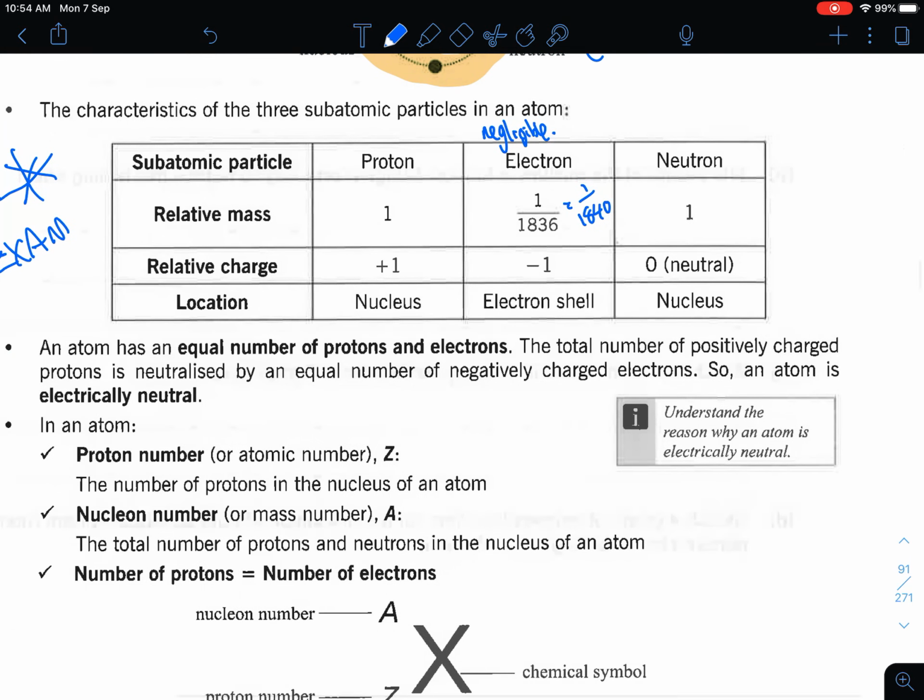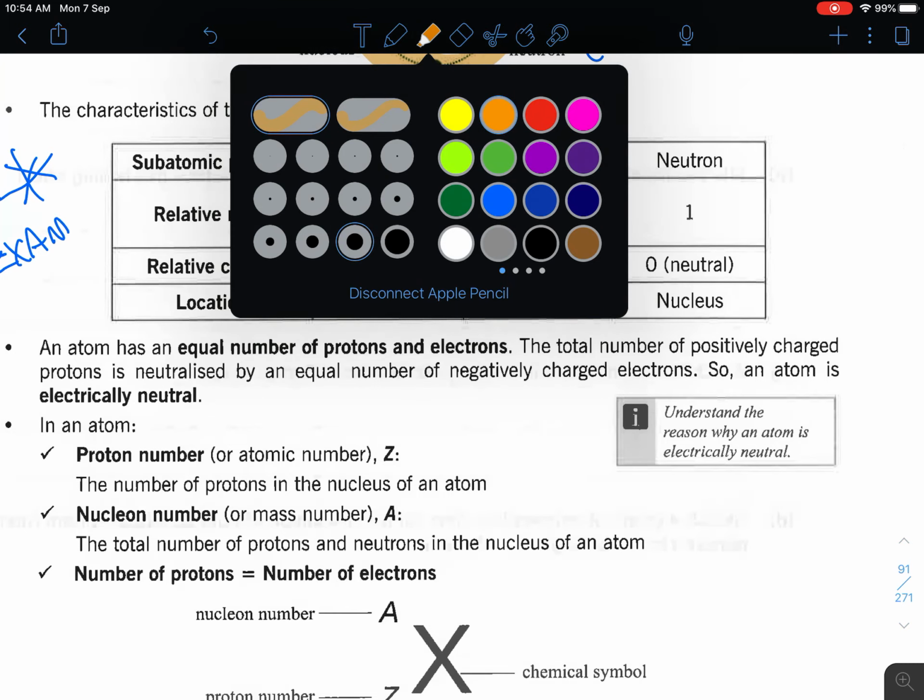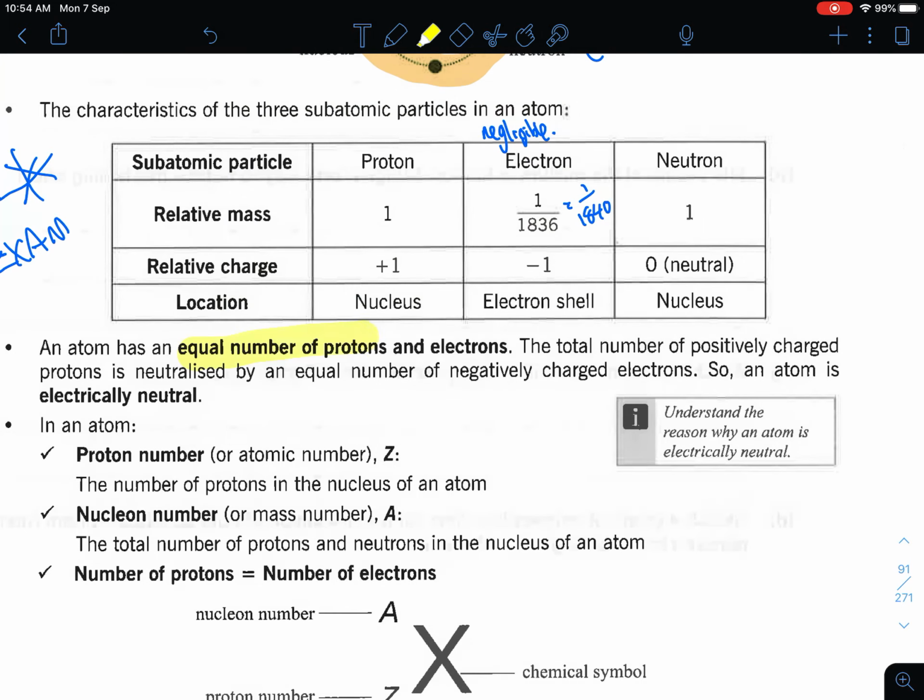Okay. Now, the second thing you need to know is that in an atom, the number of protons is the same as the number of electrons. Meaning, for every one positive charge, you have one negative charge. So they tend to neutralize each other in a neutral atom. And this indicates that the atom is electrically neutral. Why? Again, because the number of negatively charged electrons is the same as the number of positively charged protons. Okay?